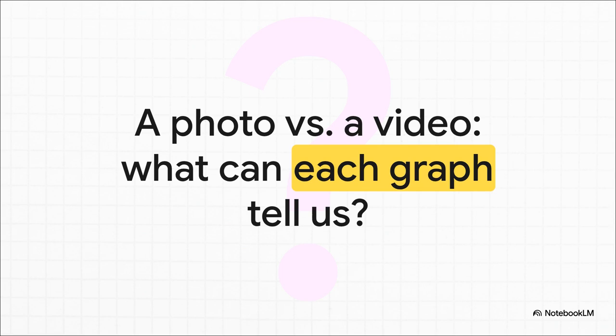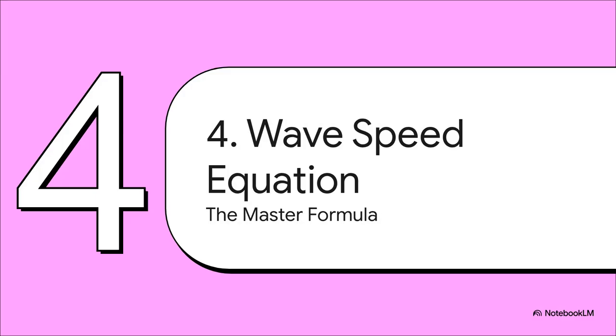So really think about that distinction. The snapshot, the distance graph, clearly shows you the wavelength. The time graph can't. But the time graph, the little movie, can tell you how long one full oscillation takes. Understanding this difference is absolutely key. All right, let's connect all these new terms we've learned, wavelength, amplitude, time, with one incredibly powerful and really elegant equation that just ties everything together.